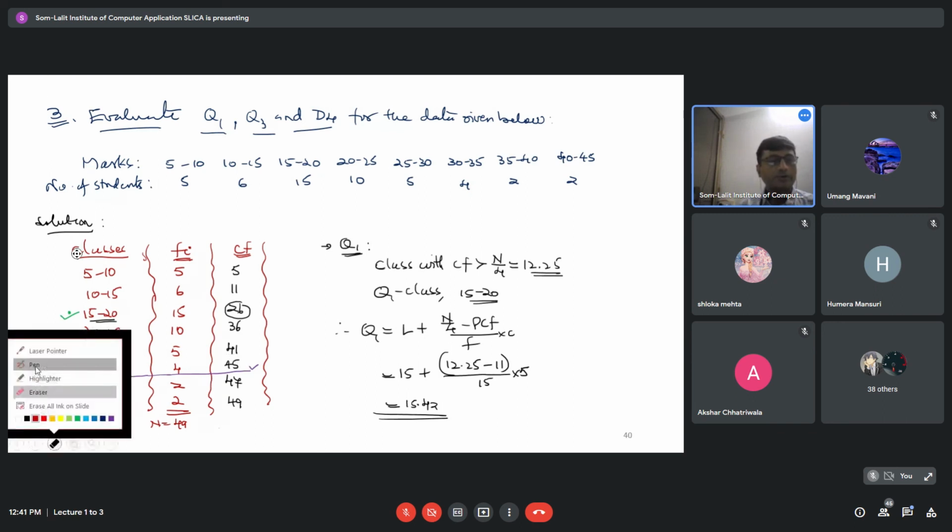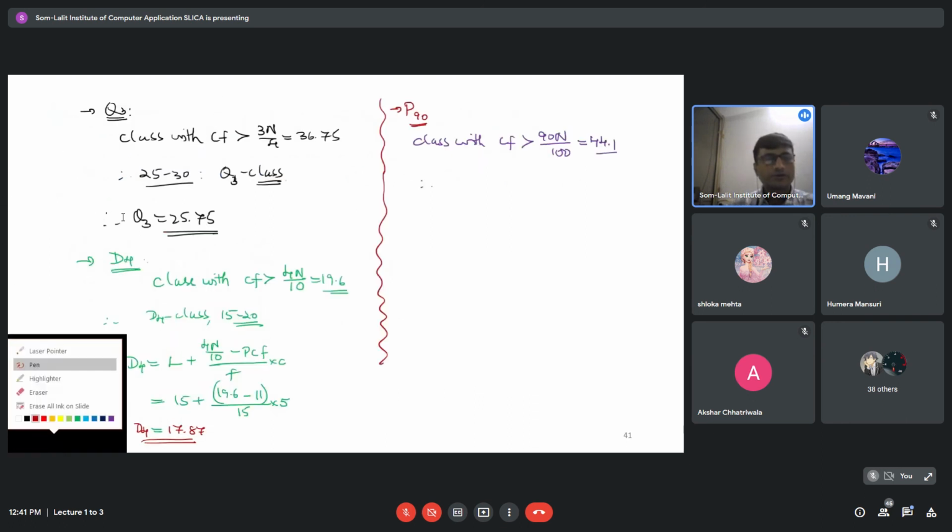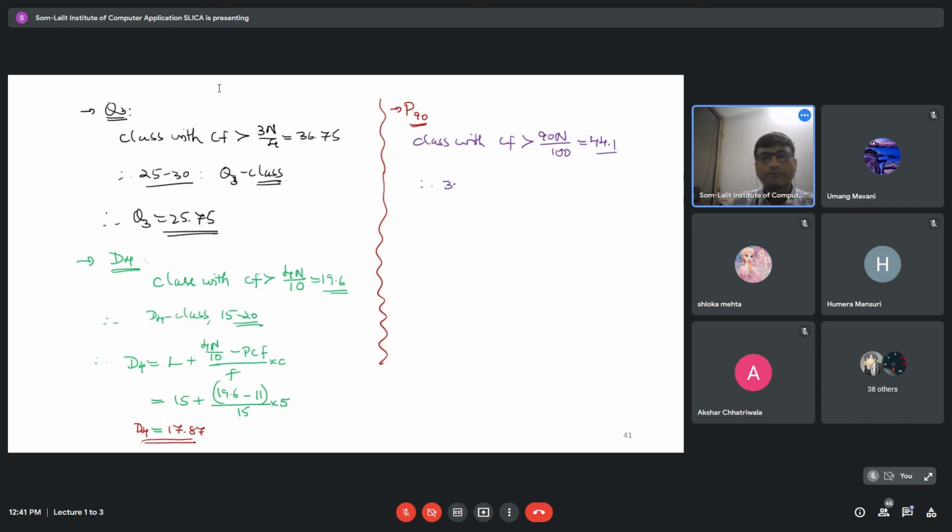Okay, so 30 to 35, that is this percentile class here. That's the required class here, the P90 class. Now, write the expression for this. Plus, n by 100, and this is the 90th number, so 90 by 100 minus PCF upon F into C.